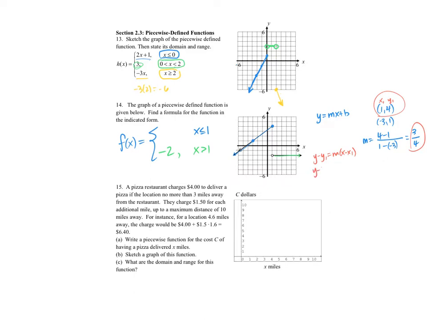So I can do y minus 4 equals 3/4 times x minus 1, and then I can find it. So I get y equals 3/4 x minus 3/4 plus 4. So what is 4 plus 3/4? So that's 16/4 minus 3/4 is 13/4. So I get y equals 3/4 x plus 13/4. Okay, and so that goes here.